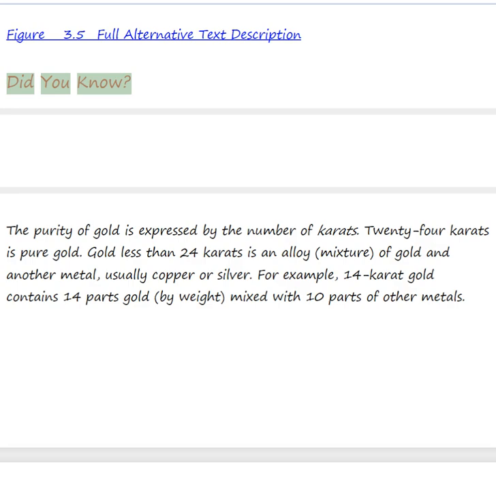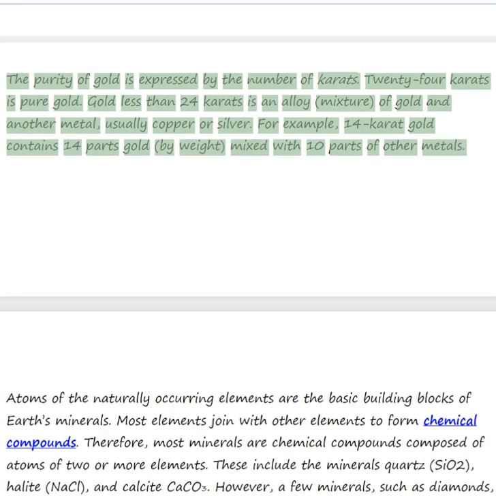Did you know? The purity of gold is expressed by the number of carats. 24 carats is pure gold. Gold less than 24 carats is an alloy of gold and another metal, usually copper or silver. For example, 14-karat gold contains 14 parts gold mixed with 10 parts of other metals.